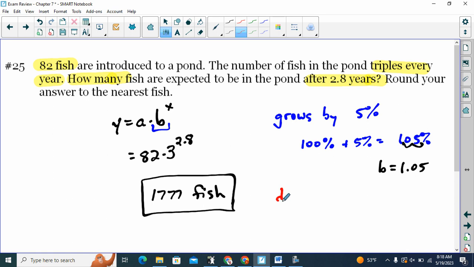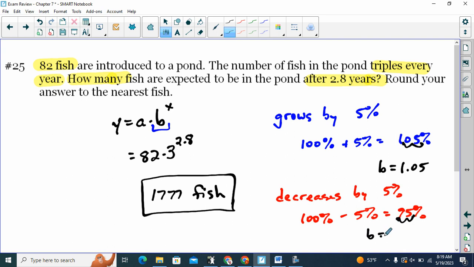If it goes down instead of goes up, like if it decreases by 5% each year, we take the 100% that it's at now and we subtract 5%. Each year we would be left with 95%, and then again we change it to a decimal. We would move it 2 places to the left. b would be 0.95 in that case.